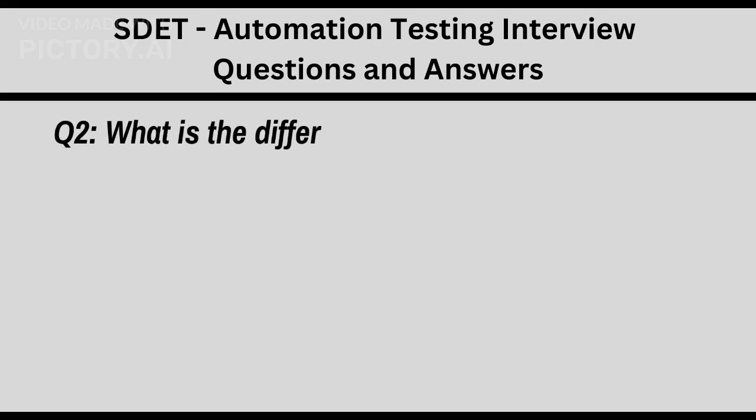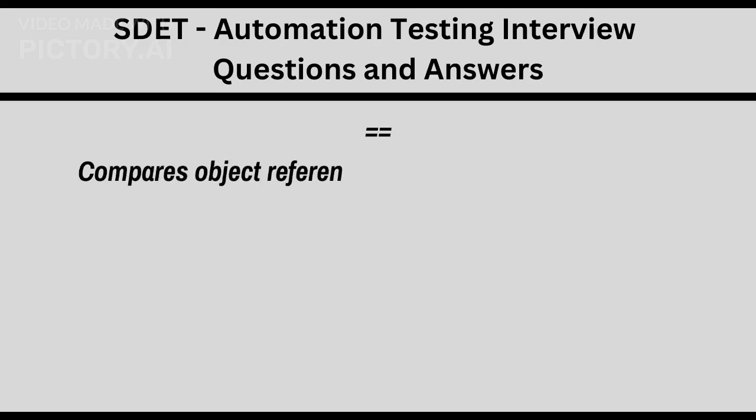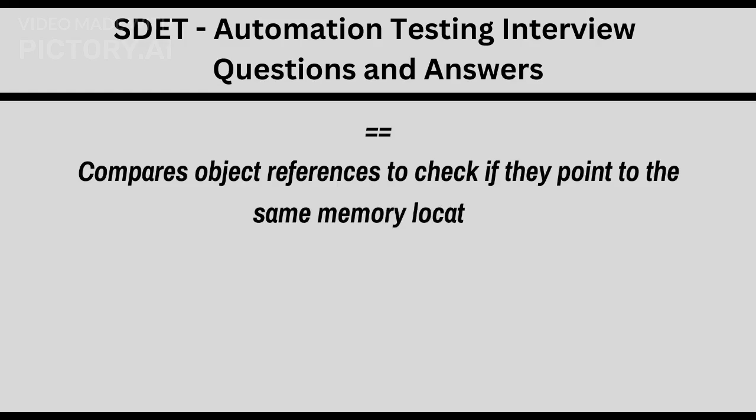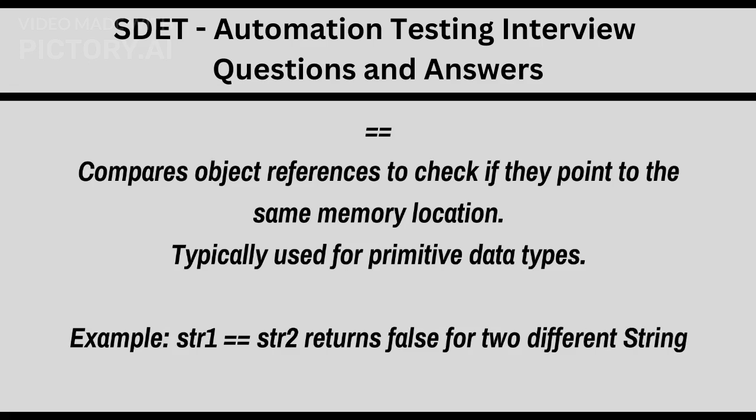Q2. What is the difference between == and equals() in Java? == compares object references to check if they point to the same memory location. Typically used for primitive data types. Example: str1 == str2 returns false for two different string objects with the same value.